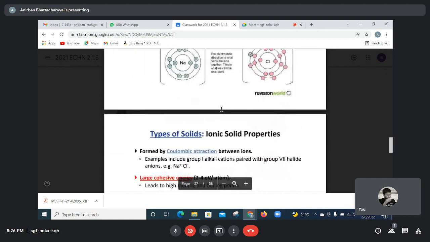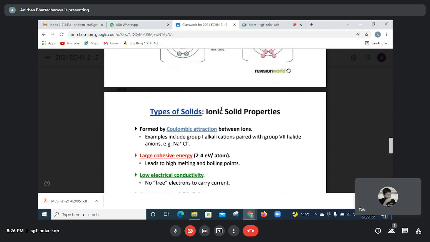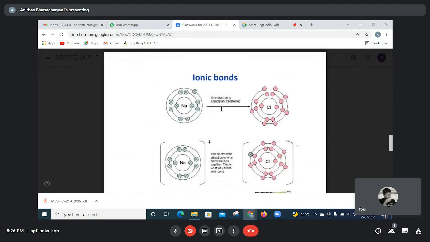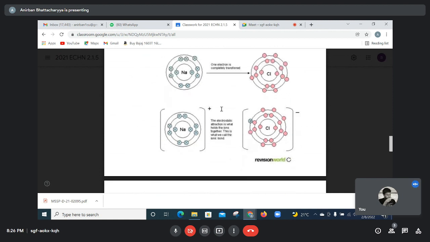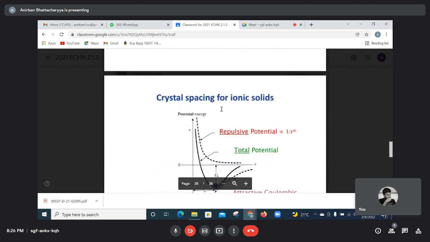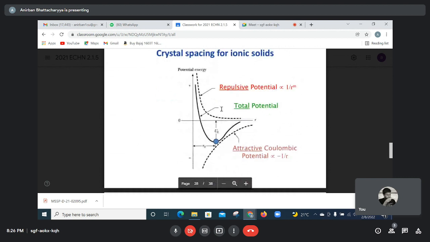There are ionic bonds; these are basic high school chemistry. Ionic bonds are formed by Coulombic attraction between ions. One of the electrons shifts to the other, forming positive and negative charges, which are then electrostatically attracted. So these are the nature of the solids. Ionic solids are formed by Coulombic attraction. They have large cohesion energy, low electrical conductivity, and so on. These are just things that you remember. Now, this is more important. The question is, why do you actually form a crystal?